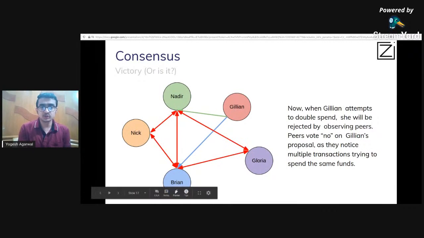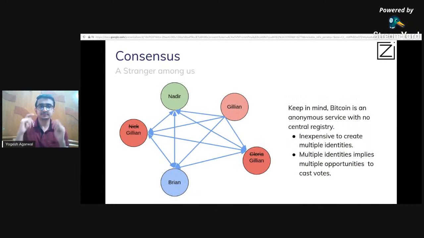Then this also has a problem. The problem we are having is that, suppose Gillian creates multiple identities in the network. So here you can see that there were 5 nodes, and out of these five, 3 nodes are under Gillian. So this can happen, that you can create multiple identities.